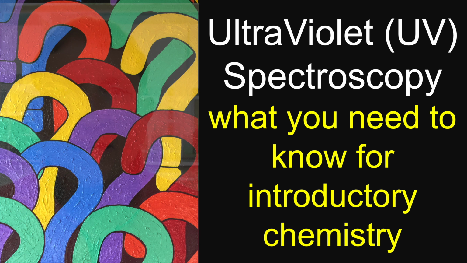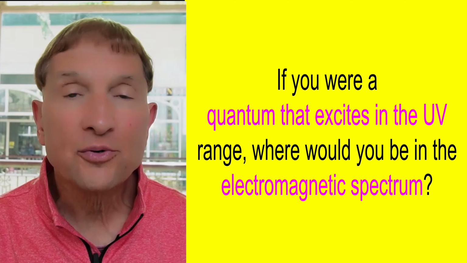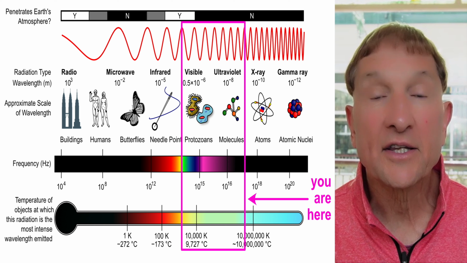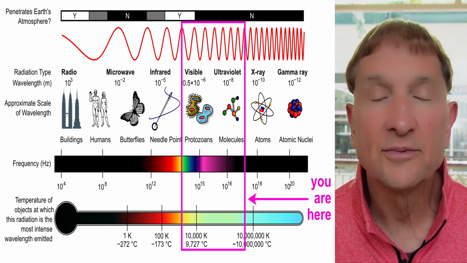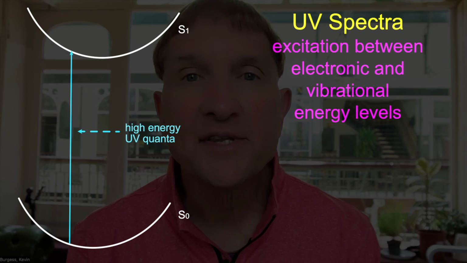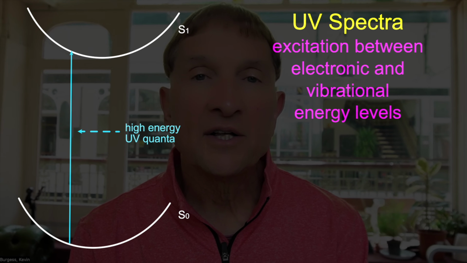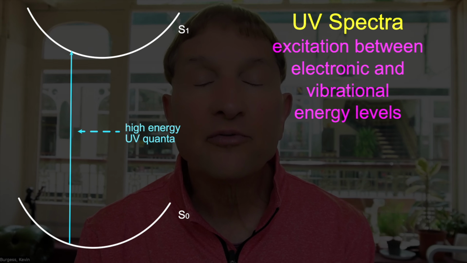Hello there. Let's talk about UV spectroscopy. Where are quanta absorbed for UV spectra? Quanta absorbed are more energetic than X-rays and gamma rays, but less energetic than IR. Promotion of an electron from the ground state electronic level, let's call that S0, to a higher one, let's call that S1, requires a photon of UV light.